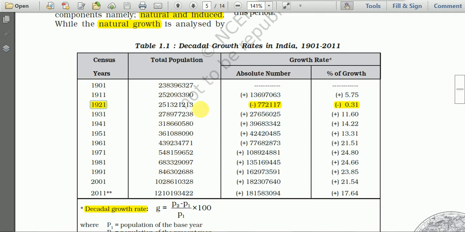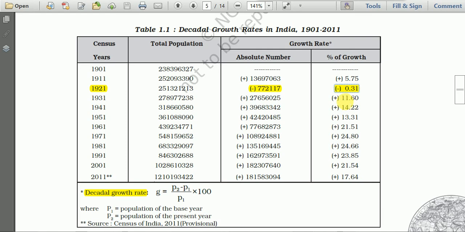You will find here that the population of India in 1911 was 252,093,390. And in the year 1921, it was 251,321,213. So we have a decrease of 772,117 in number. So the growth rate is minus 0.31. This decade recorded a negative growth, and the remaining decades have positive growth.